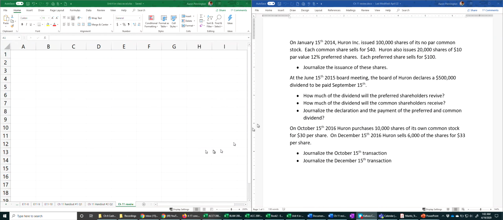On January 15th, Huron Incorporated issued 100,000 shares of its no par common stock. Each common share sells for $40. Huron also issues 220,000 shares of $10 par value 12% preferred shares. Each preferred share sells for $100. Journalize the issuance of these shares. So we've got two transactions. You could do this as one compound entry, but it's probably easier to follow if we do it as two separate entries. So let's take that approach.